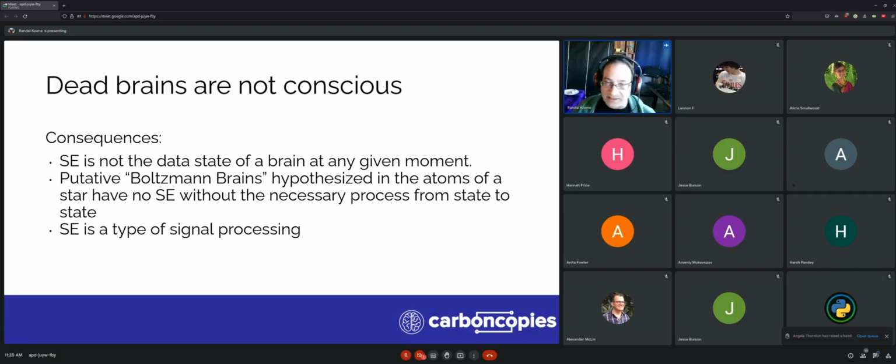This also has implications for things like these putative Boltzmann brains that have been hypothesized. This idea that a star has so many different atoms and they go through so many patterns that it's very likely that at some point a star somewhere is going to have a pattern that is essentially the same as the pattern of the brain of some person, right? So just because that pattern is there doesn't mean that you now have a conscious being in that star, because in that star there isn't the necessary process from state to state that would make it make sense as an experience of subjective experience, of that consciousness. So instead, subjective experience is a type of signal processing, where the signal is the thing that carries the information, and you're processing it in a certain way.